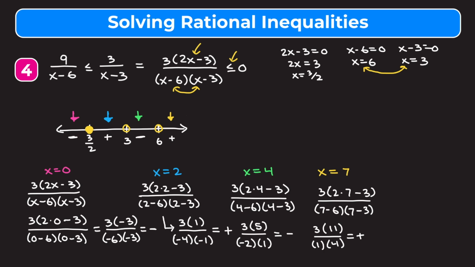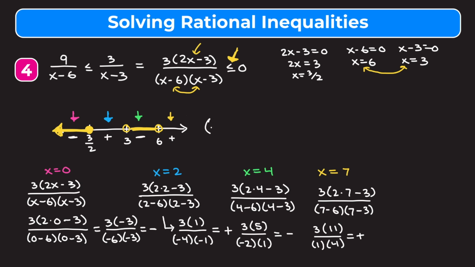And now we look at our original problem. We're trying to figure out when the left side of our inequality is less than or equal to 0. So we want to figure out where this is negative. So we're going to shade where it's negative. So it's these parts of our number lines, and I'm going to write this using interval notation.